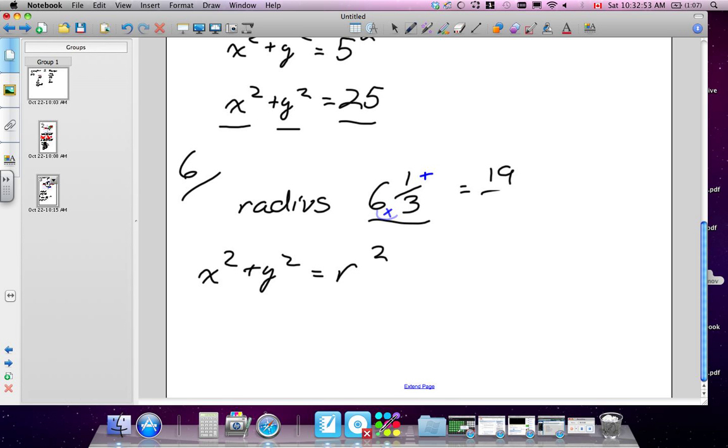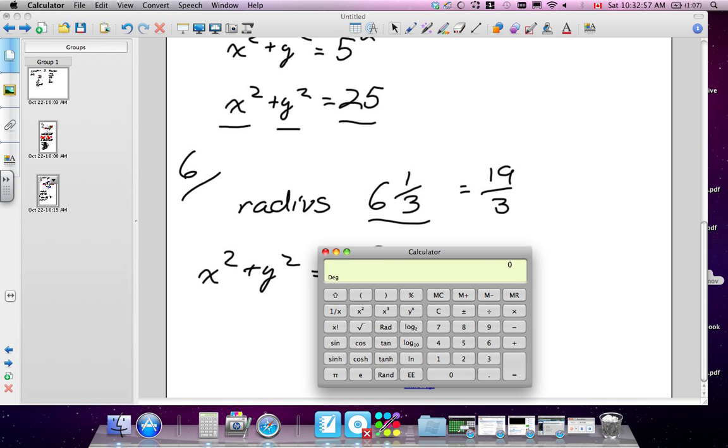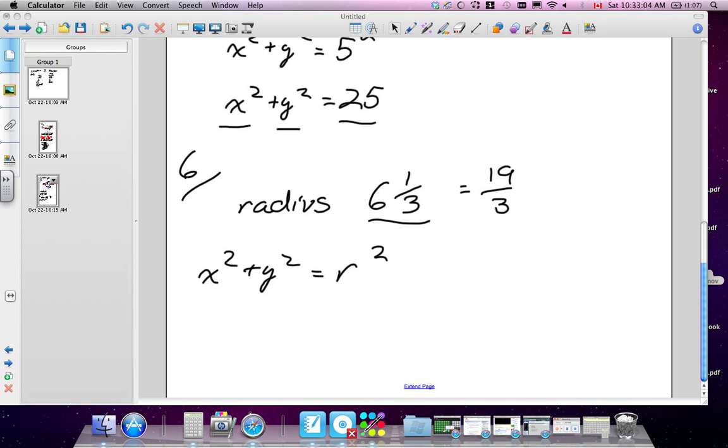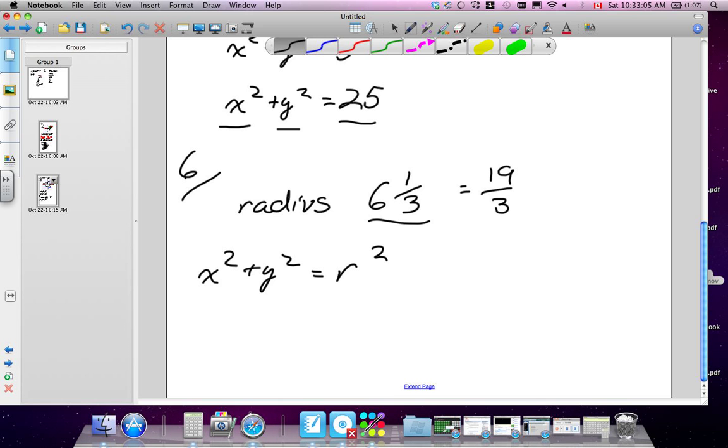If I divide that on a calculator, I'm going to find out what the decimal is. 19 divided by 3, you're going to get a long number, 6.3 forever. So we're just going to round it. We'll just say it's 6.34. Round to 2 decimal places. So now, this is our radius. In other words, that's what r is equal to.